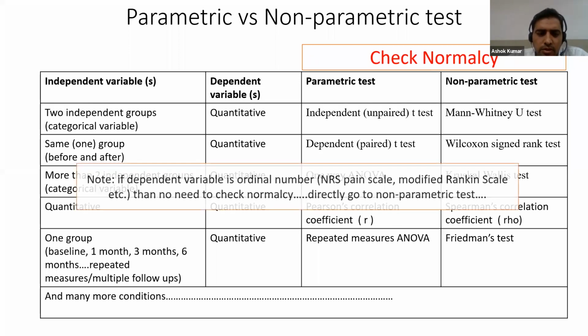Please remember this: if the dependent variable is ordinal in nature, for example the NRS pain scale or modified Rankin scale, then there is no need to check normality. Go directly to a non-parametric test. This is preferred by most journals. If your dependent variable is ordinal, no need to go for mean and standard deviation. You have to go for median and interquartile range with a non-parametric test.